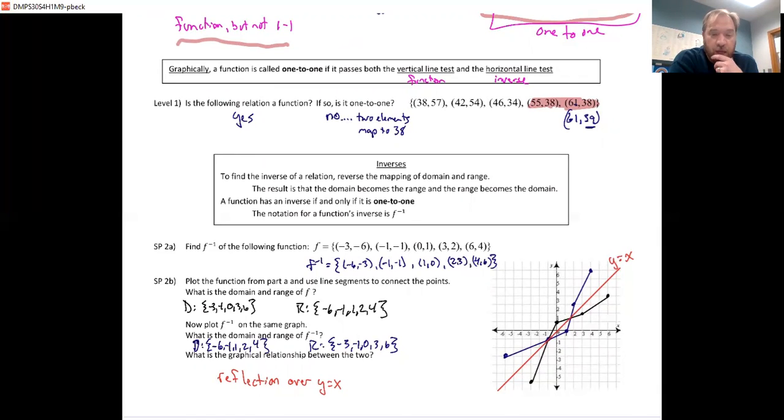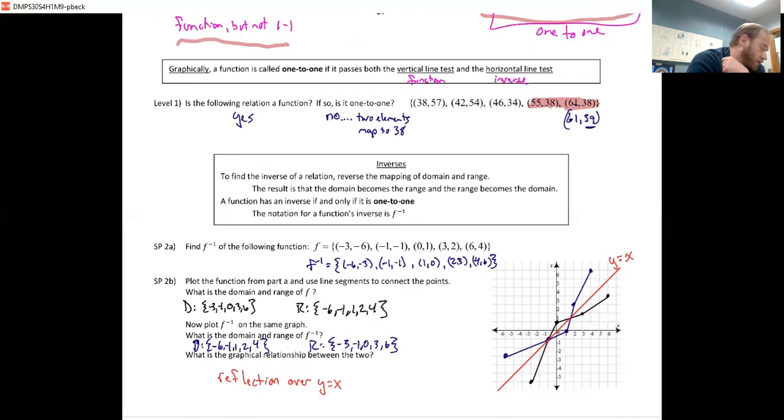Then to find the domain of the function, we just choose the x values. To find the range of the function, we find the y values. So these are all the y values that come from f. These are all the y values that come from f inverse. These are all the x values from f, all the x values from f inverse.